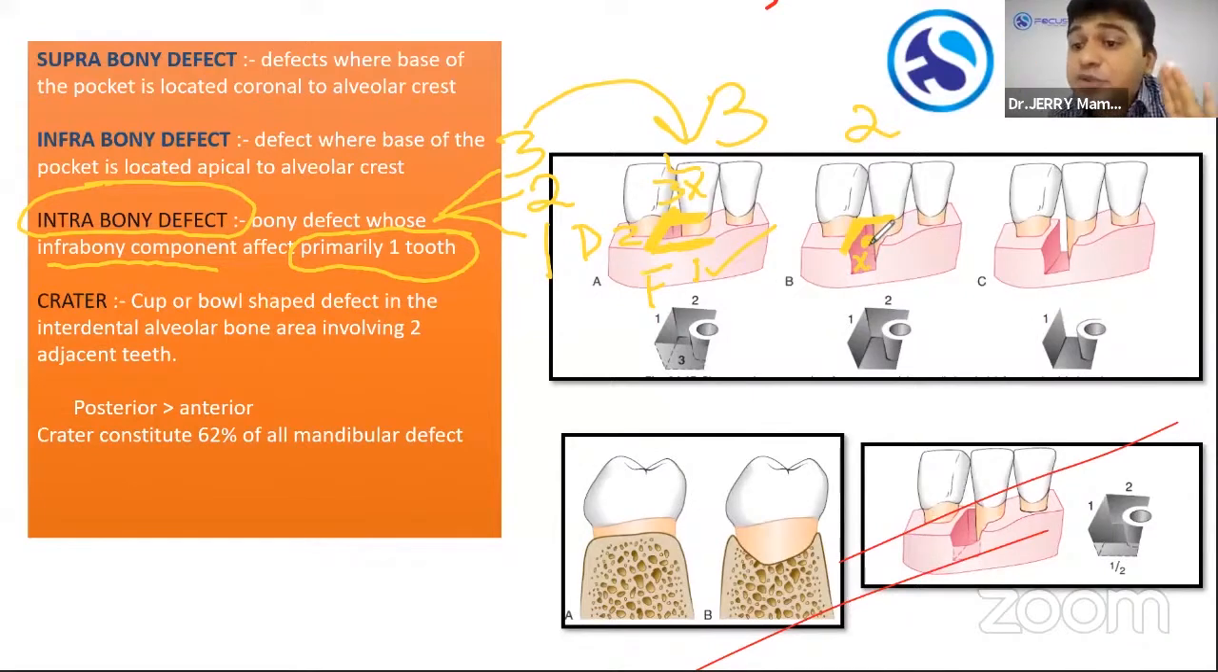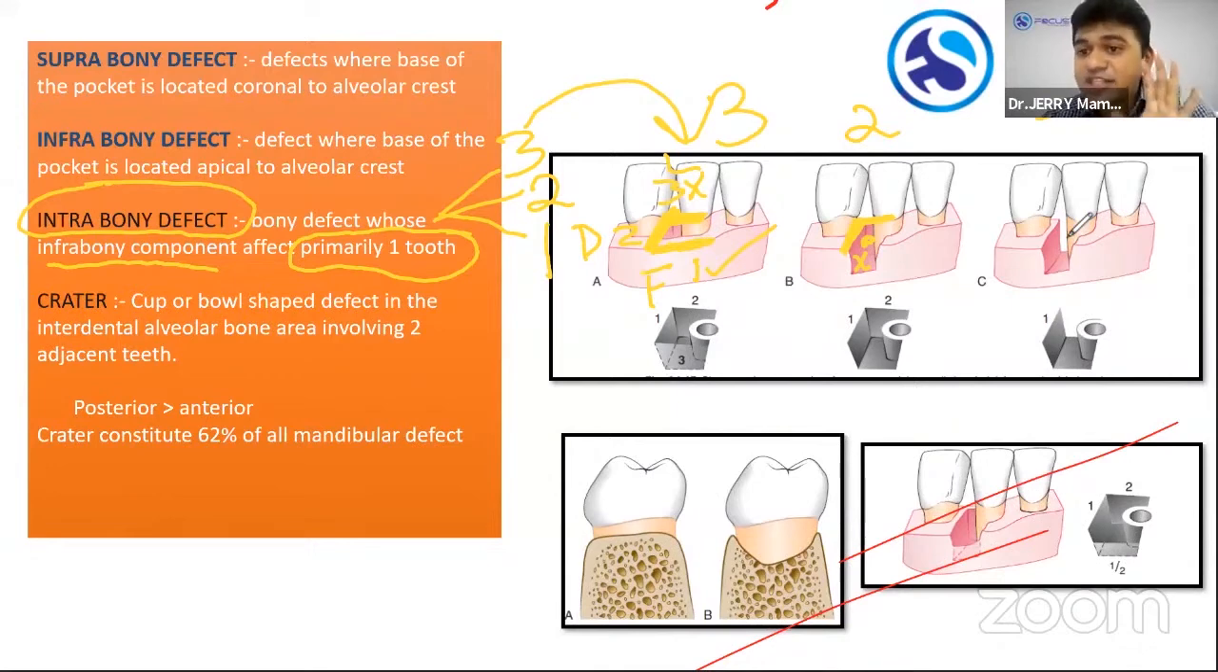Okay. And then coming to the final one, that is the 1-wall defect. It is very simple. There is only 1 wall remaining. Which wall is remaining? Very good. Somebody has put lingual. Can you see a gap there? Lingual is gone. Only 1 wall is remaining. That is the distal wall.